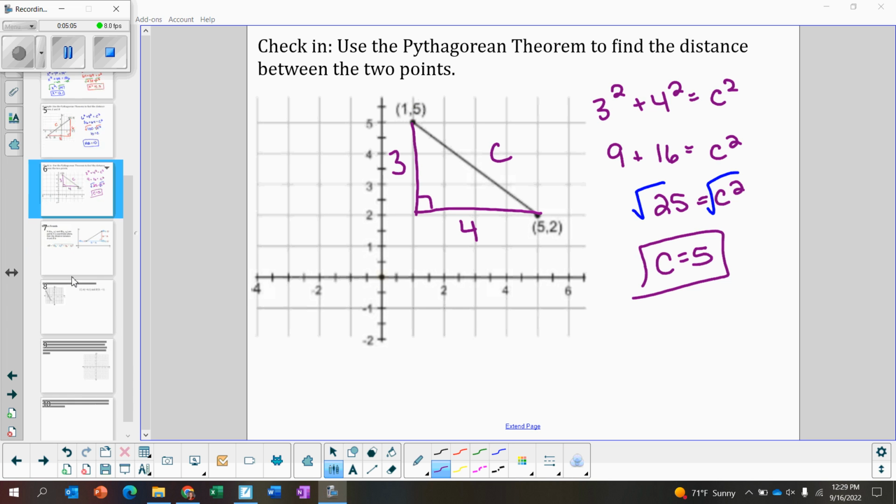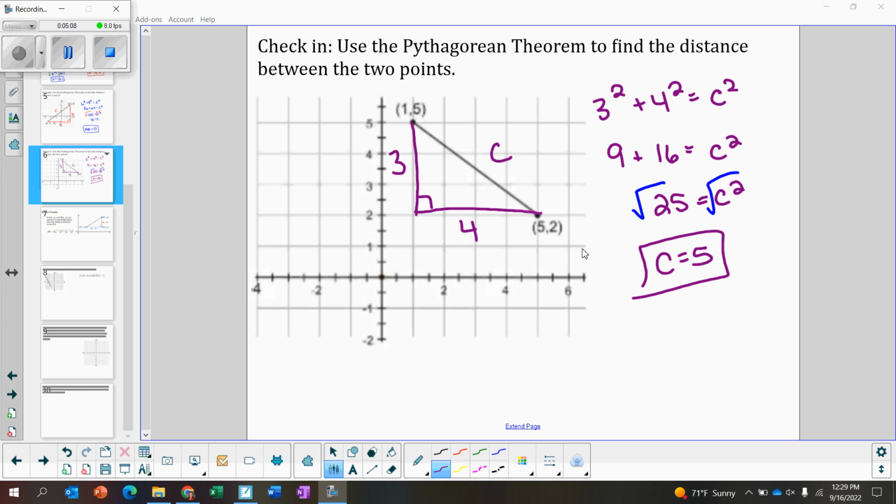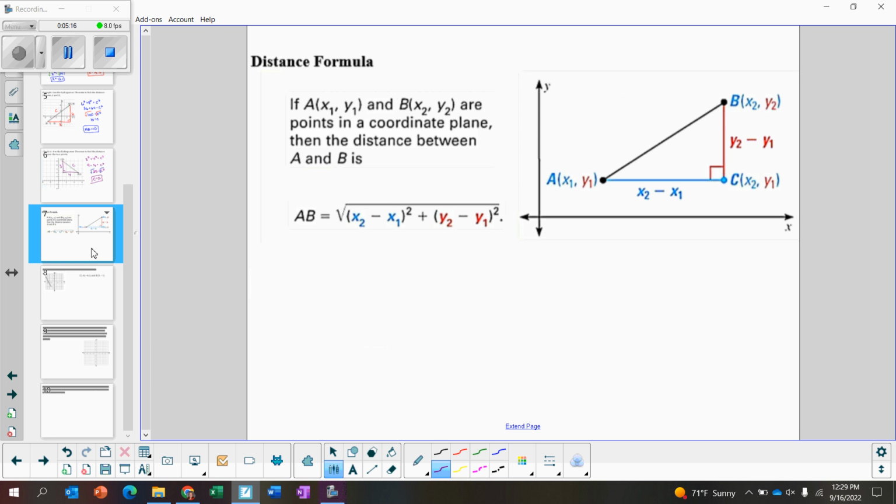We actually have a formula that we can use so we don't have to draw the triangle, especially if we don't have the coordinate plane. The formula is much easier to use, and it's called the distance formula. The distance formula is based on the Pythagorean theorem. We take x sub 1 and y sub 1, the first point, and x sub 2 and y sub 2, the second point, and plug them into this formula: the square root of x sub 2 minus x sub 1 squared plus y sub 2 minus y sub 1 squared. This is what we call the distance formula.